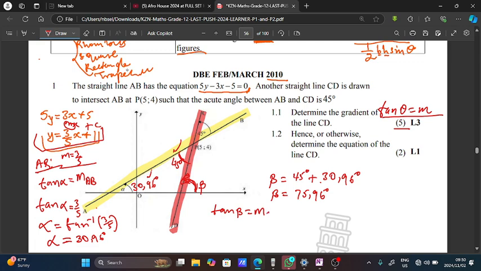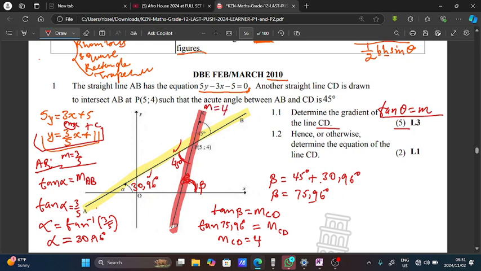Now, we found our angle, but we know that the tan of beta equals the gradient of CD. The question is looking for the gradient of CD, and I know the angle, which is beta. So the tan of 75.96 degrees equals the gradient of CD. What do you get if you press your calculator? So the gradient of CD equals 4, because if you convert it to two decimal places, it takes you to a whole number, which is 4. So now we know the gradient of this line, m, equals 4.